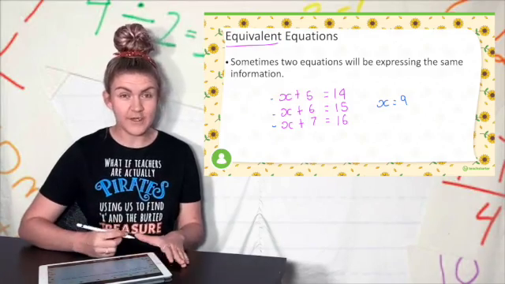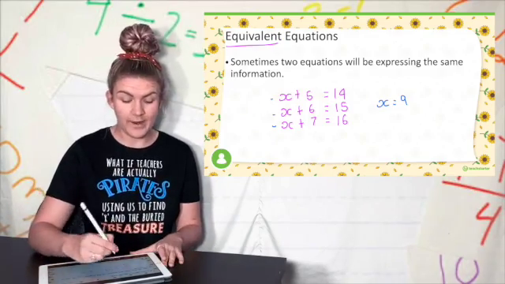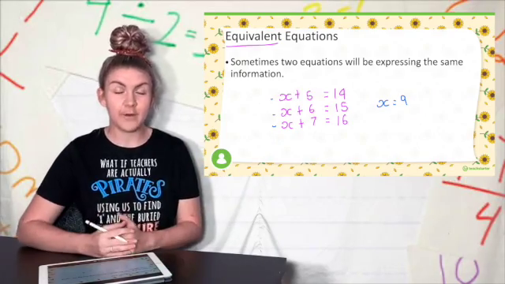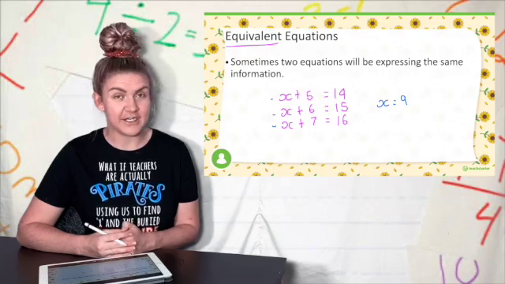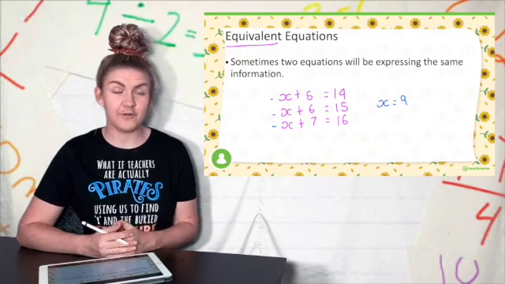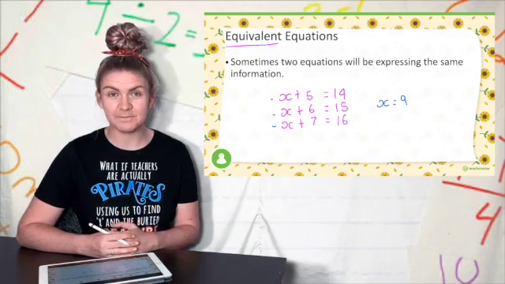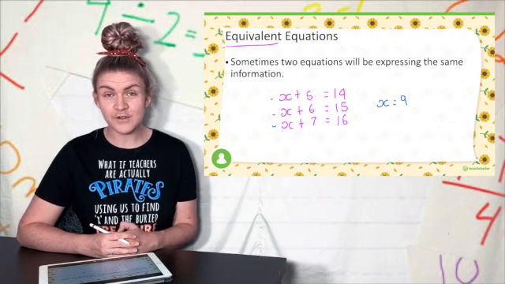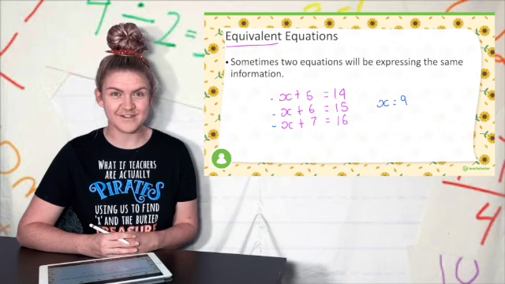For each of these equations, we've just added 1 each time. But because we've done it to both sides of the equation, we haven't actually changed the value of x, and therefore we haven't actually changed the equation. We've just made it appear a little bit different. We can use this in order to solve equations.